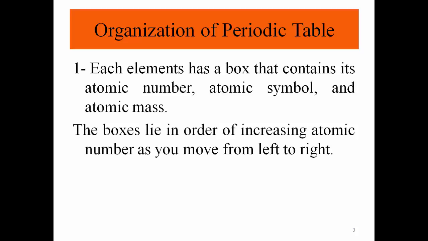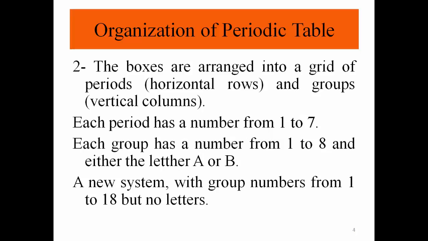What is the organization of the periodic table? Each element has a box that contains its atomic number, atomic symbol, and atomic mass. And the boxes lie in order of increasing atomic number as you move from left to right. The boxes are arranged into a grid of periods, horizontal rows, and groups, vertical columns.